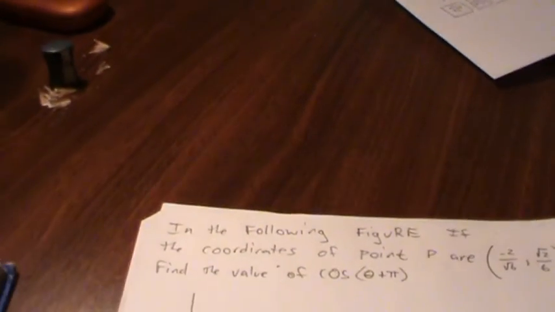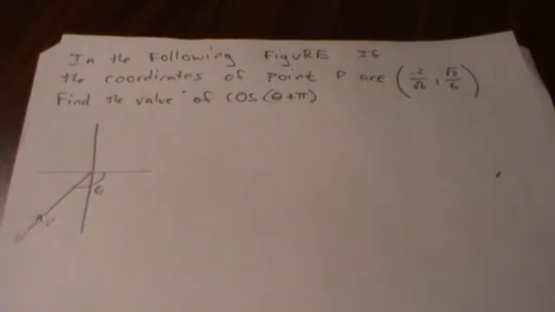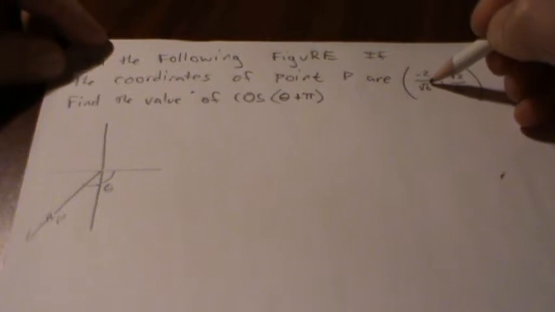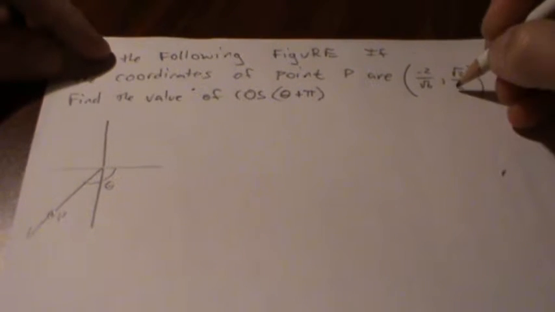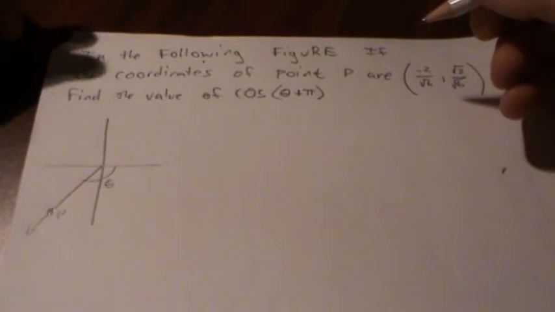And now for the final one. In the following figure, if the coordinates of point P are negative 2 over the square root of 6, comma, square root of 2 over square root of 6, find the value of the cosine of theta plus pi.